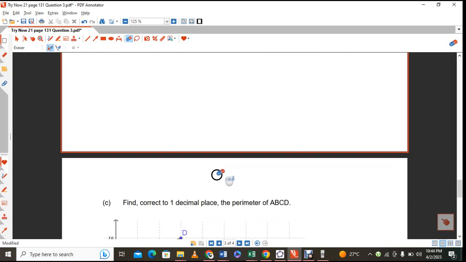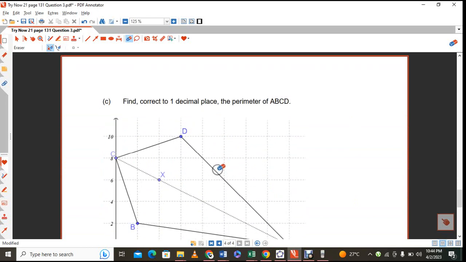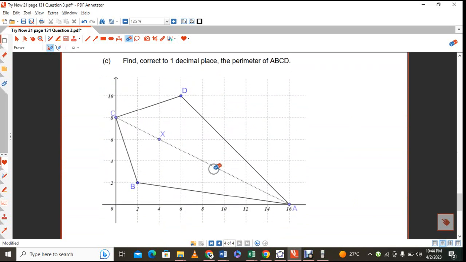Right, so the next part now, part C, they say find correct to 1 decimal place the perimeter of ABCD. What is important for you is to remember the formula to find the distances. So from C to D, for example, you have to use Pythagoras, can you see? Because now you have that right angle triangle here, so you need to find whatever this distance is.